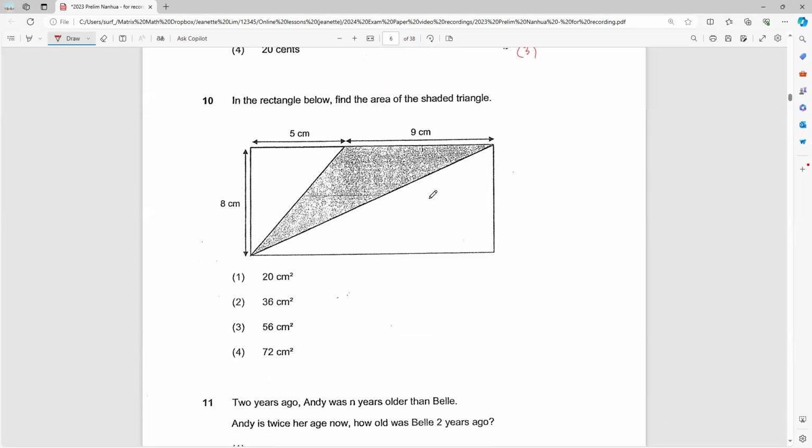Okay, question 10, find the area of the shaded triangle. Half times base times height. The base has to be perpendicular to the height. This is the base. Choose a side that you know for sure. Okay, so base is that. Perpendicular height will be this one. The base does not include 5 because that's not part of the shaded triangle. So half times 9 times 8. Half times 8 is 4. 4 times 9 is 36. So answer is option 2, 36.